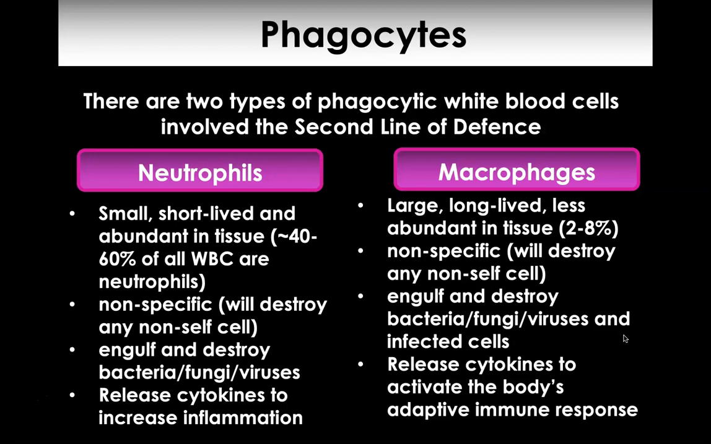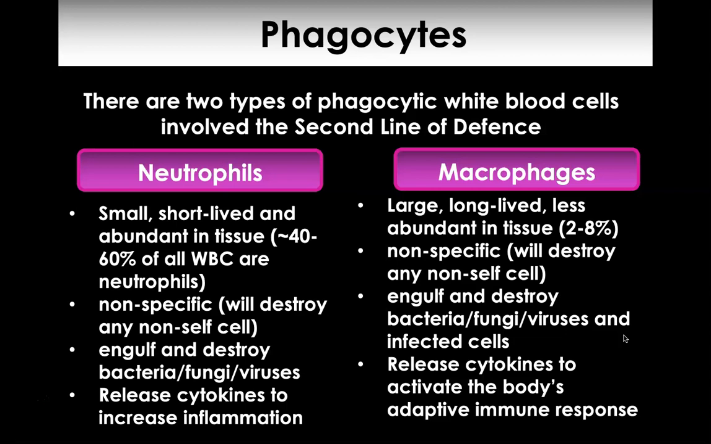So they're constantly in motion around your body, just searching for any foreign pathogens or foreign cells. They are non-specific. Remember, we're talking about non-specific immune responses today. They'll destroy anything that they recognize as not being a self cell. What they do is they engulf and destroy bacteria, fungi, and viruses, and they also release a chemical signal called a cytokine, which increases inflammation around the area.